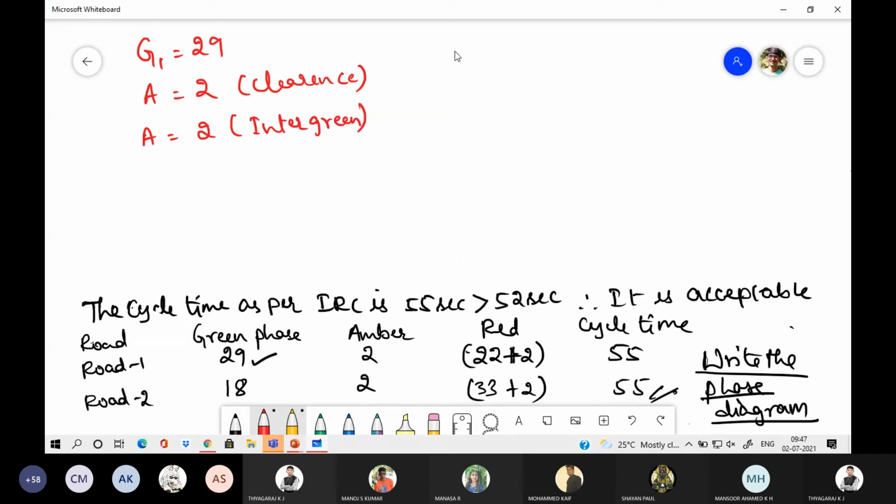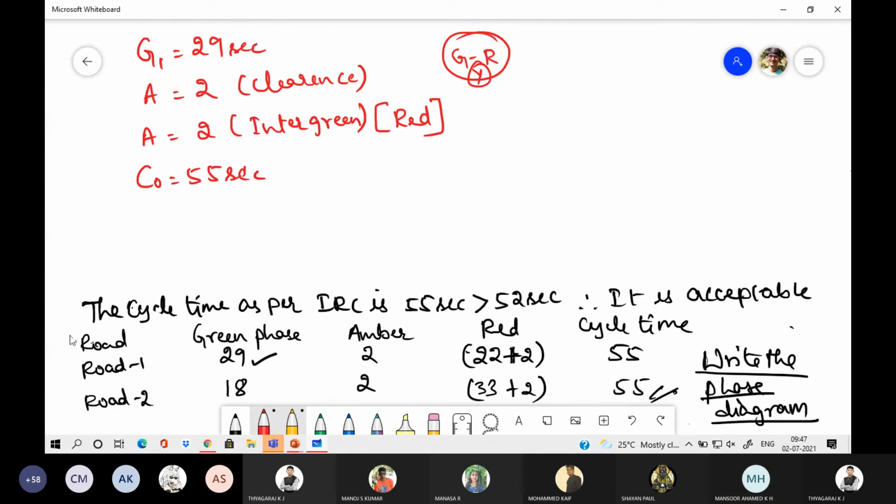Intergreen is from green to red. In between green to red there will be one yellow phase, that is called intergreen. It will be considered for the red cycle, red timings only. Now we have got the cycle time also, right? The cycle time is 55 seconds.